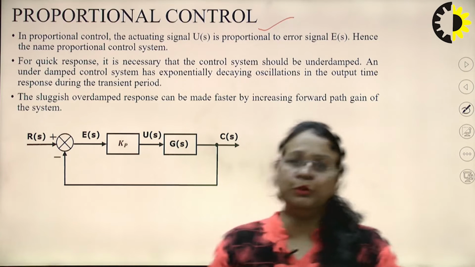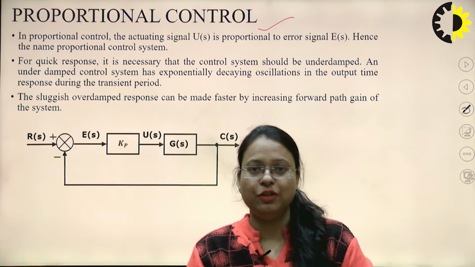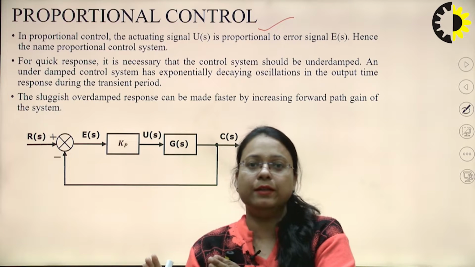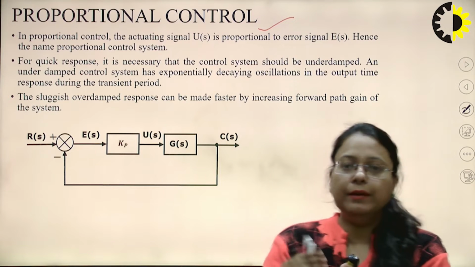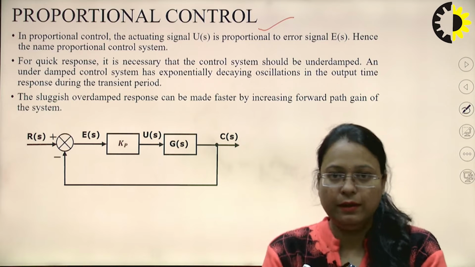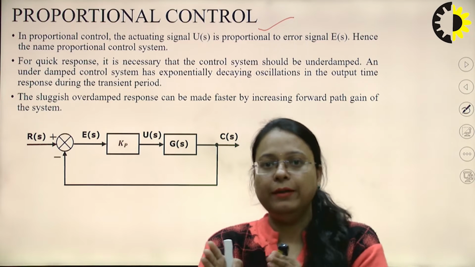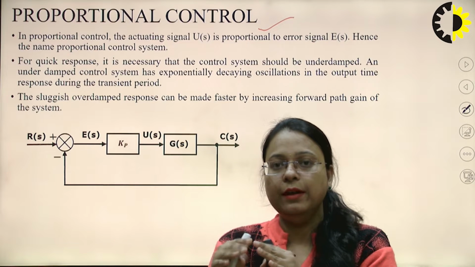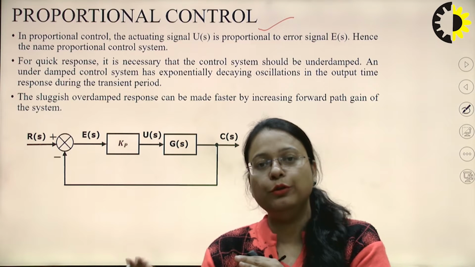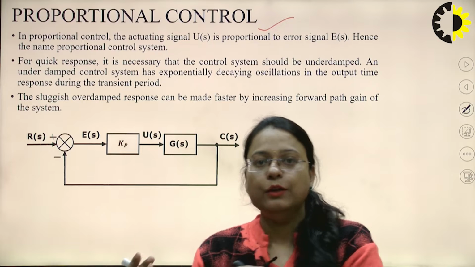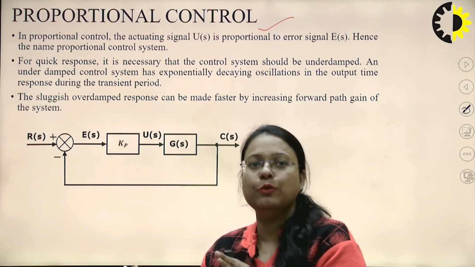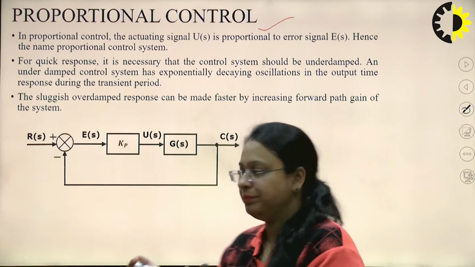What is a proportional controller? As its name suggests, the proportional controller is proportional to the error signal. As I've already told you, the actuating signal is generated by the error detector, and that actuating signal can be controlled through the controller. In the case of the proportional controller, the actuating signal is directly proportional to the error signal.